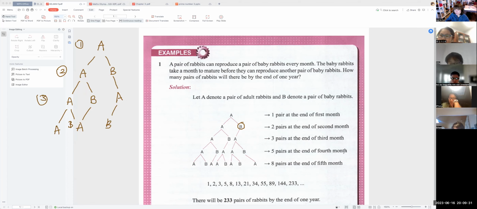And in the fourth month, that's where the Fibonacci sequence starts to kick in, because you have five pairs of rabbits at the end of the fourth month. And in the fifth month, there are going to be 8 pairs of them. Get it? So how many rabbits will there be at the end of 1 year? It's going to be 233 pairs of rabbits. Think about it.